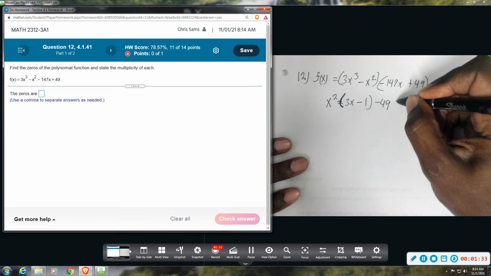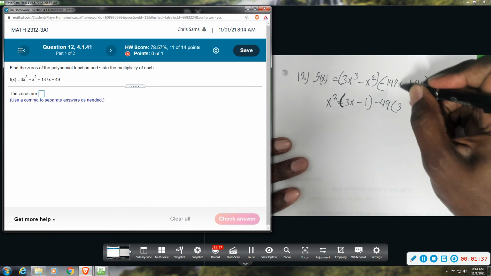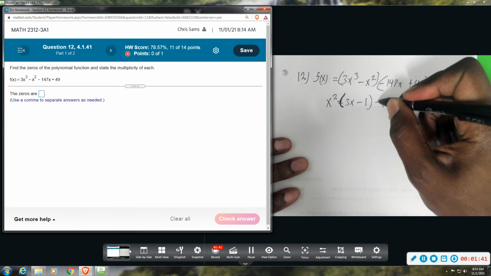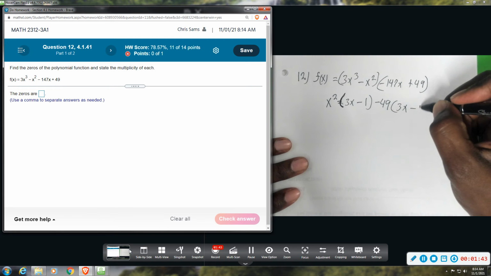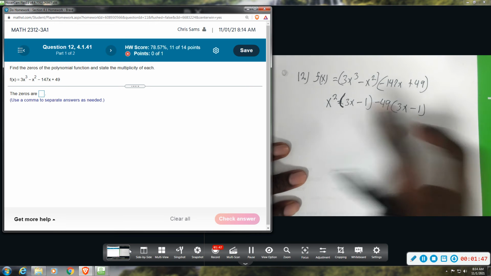And it turns out if you divide 147 by 49, you will get 3, and the x is still there. And you divide 49 by 49, you get 1, but it's negative, so we get a minus 1. So both come out to be the same. That means factor by grouping does work.